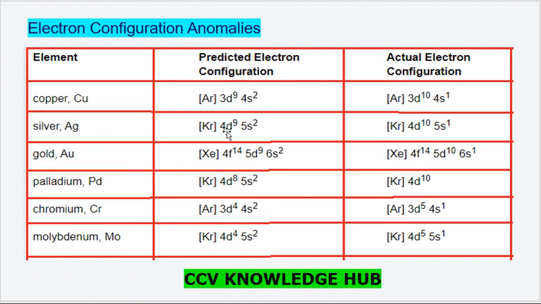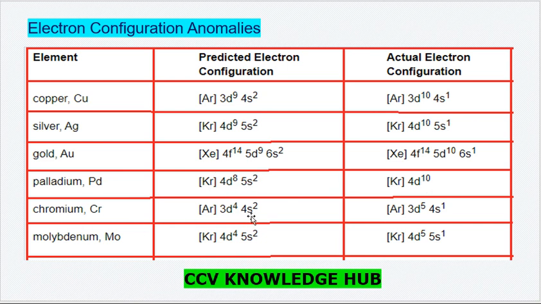Silver is also the same thing. So 4d9, 5s2, the 5s electron will jump to the 4d orbital. So after that 4d10, 5s1 is the actual electronic configuration. And gold, if you see 5d9, 6s2, after changing, the actual electronic configuration is 5d10, 6s1. And palladium, right, 4d8, 5s2, becomes 4d10. Here 2 electrons from 5s are moving to the 4d orbital.